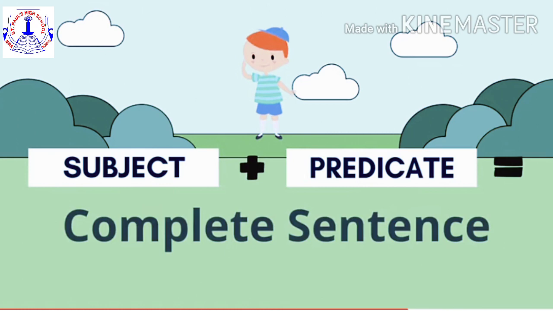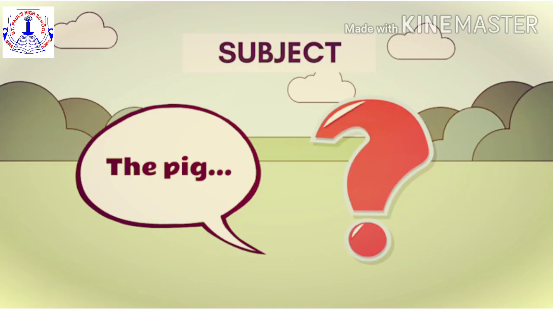Remember, you need both the subject and the predicate to make a complete sentence. If you only have one part, it is not a complete thought. If you have just the subject, for example, the pig, you would have no idea what the pig is or does. Was the pig small and cute? Did the pig jump into the mud? I don't know. Do you know?